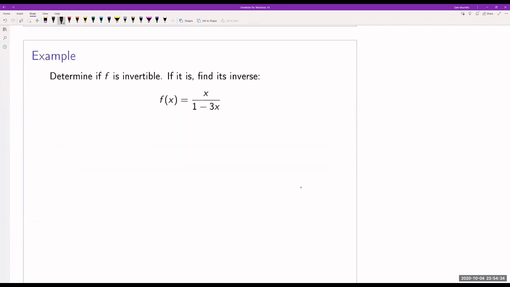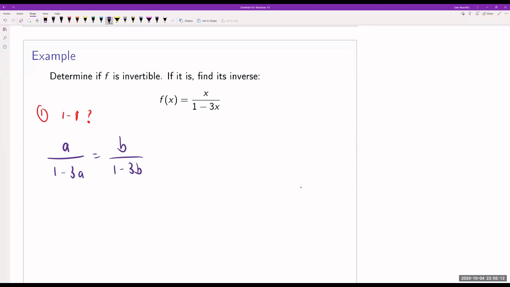So to determine if f is invertible, we have two approaches. Approach number one is to check if it's one-to-one. If it's one-to-one, that means that if I get the same output twice, I would have had to have the same input each time. So let's figure out if that ends up being the case. Let's suppose that a over 1 minus 3a was equal to b over 1 minus 3b. That means that I have a and b both being plugged into this function and getting the same output.